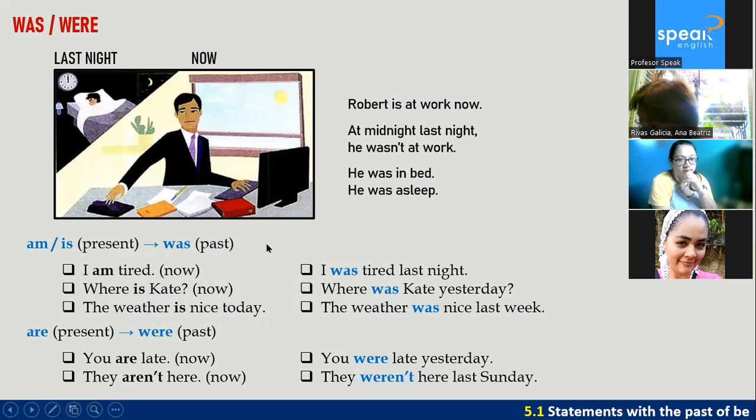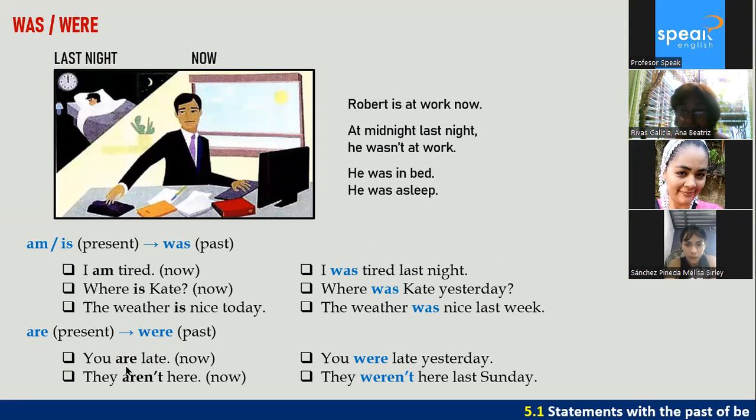So, for example, here we have am and is in present. You can say, I'm tired now, and I was tired last night. I can ask a question: Where is Kate now? And where was Kate yesterday? The weather is nice today. The weather was nice last week. Now, if it's plural, we are going to have were. Were is for plural forms. For example, you are late now and you were late yesterday. They aren't here right now, but they weren't here last Sunday.